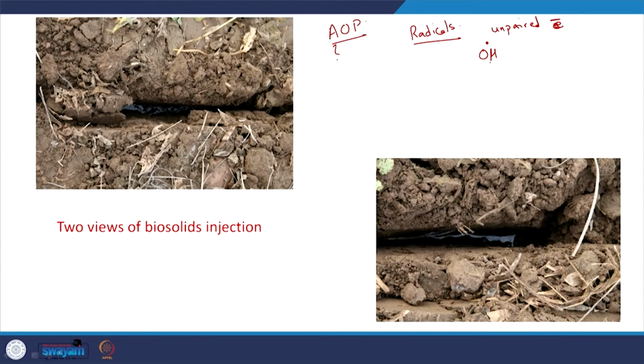What does it want to do? It wants to take an electron and go to the more stable state of OH minus, or it can perform hydrogen abstraction from the relevant compound. So, these radicals are remarkably reactive, like radicals out there among humans, right.